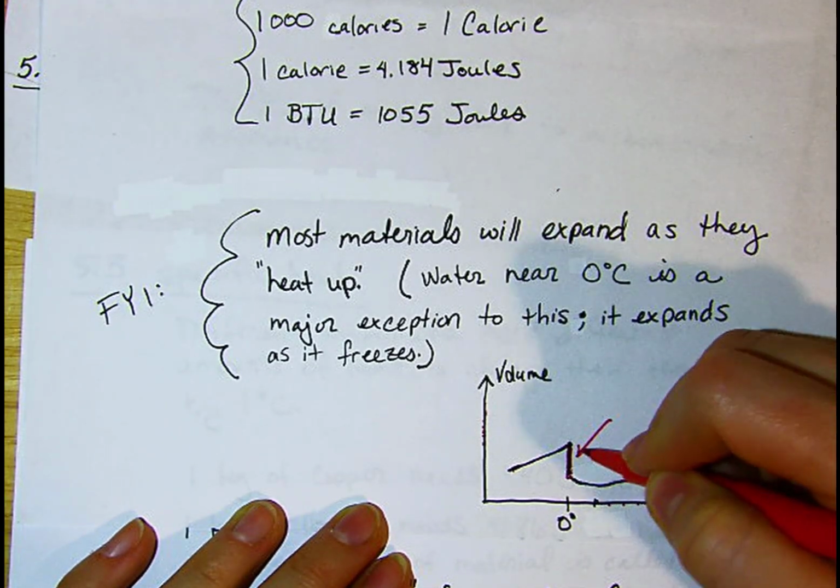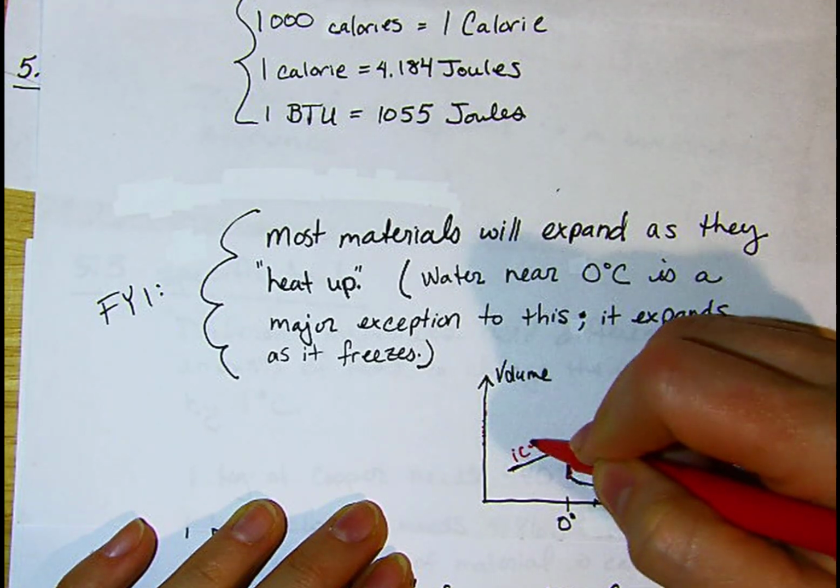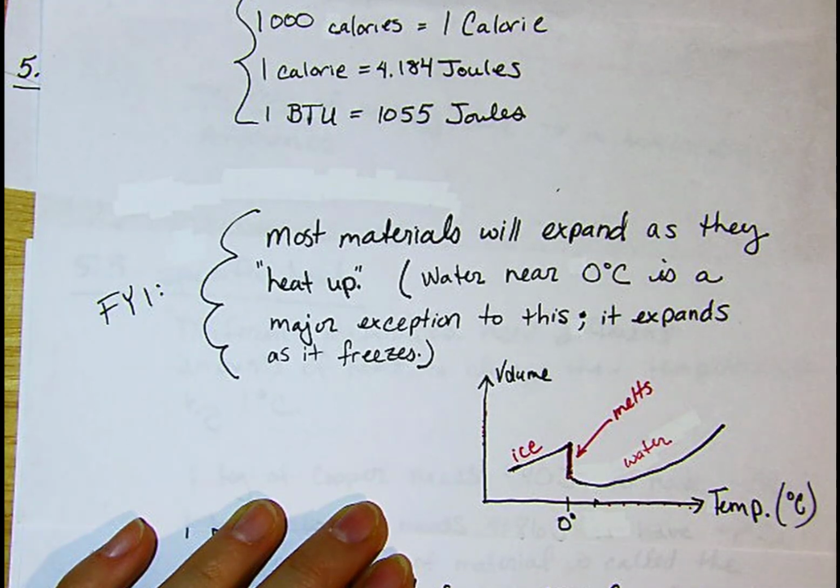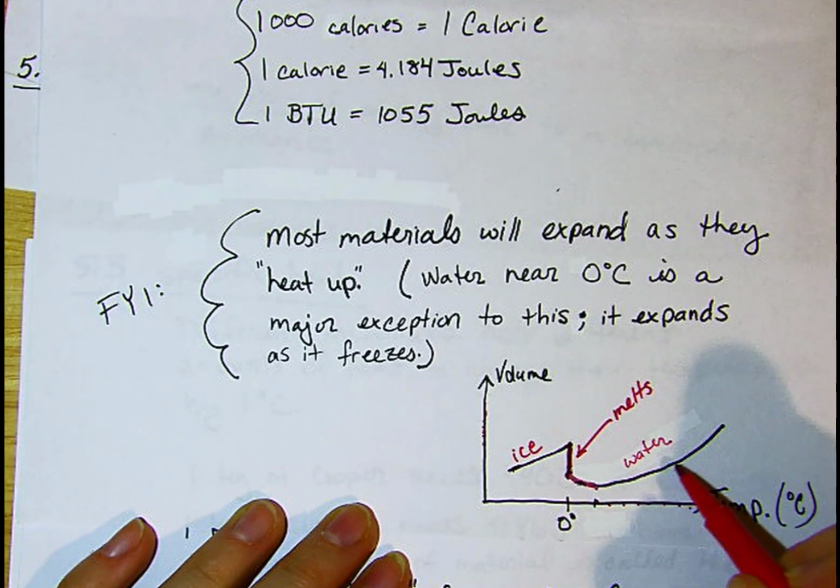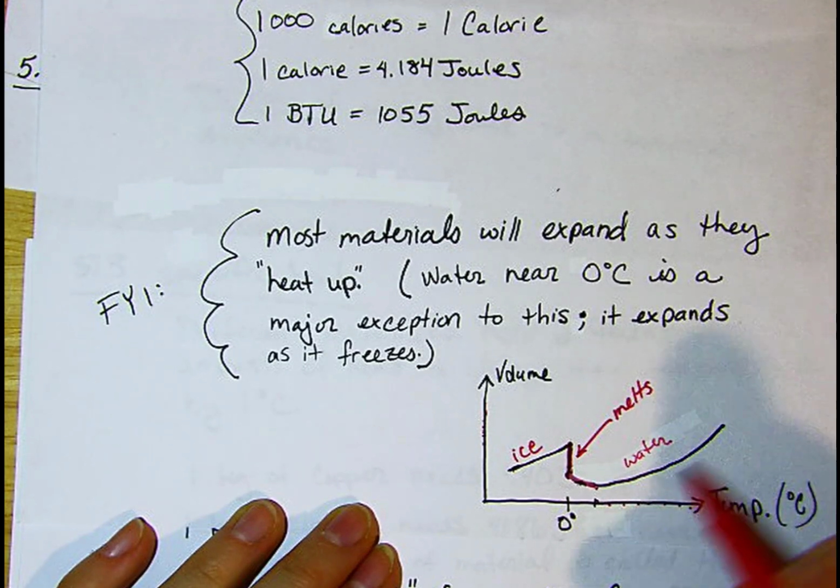I'll write in there, this is where it melts. This is when it was ice. And over here is when it's water. And it also shrinks a little bit more, even though it's all melted to water now, up until about 4 degrees. The volume of the water is still contracting until you get to 4 degrees. And then it will start to expand again as it warms up. The general rule would hold there.